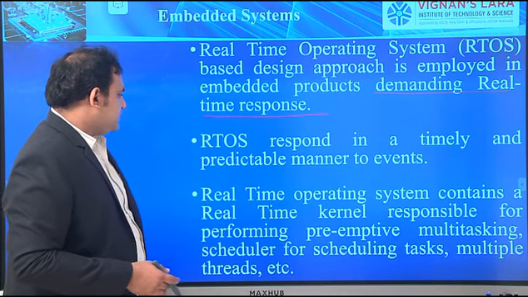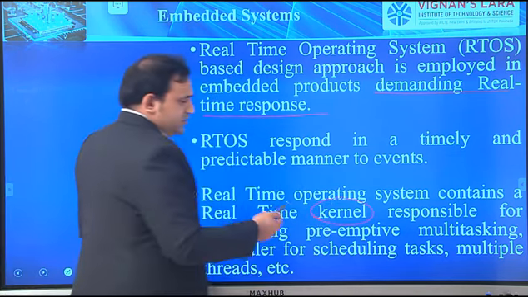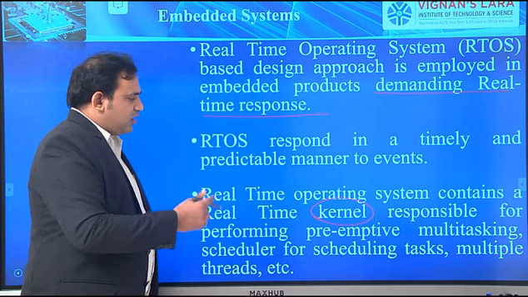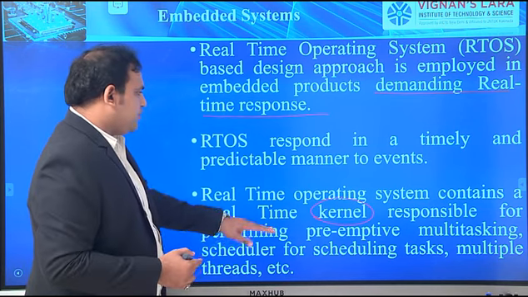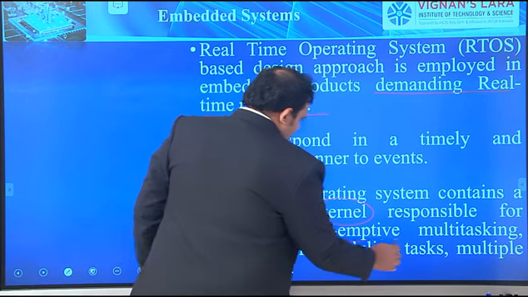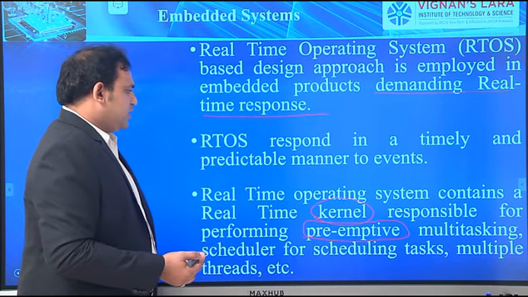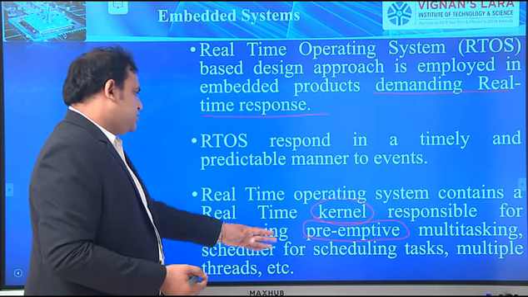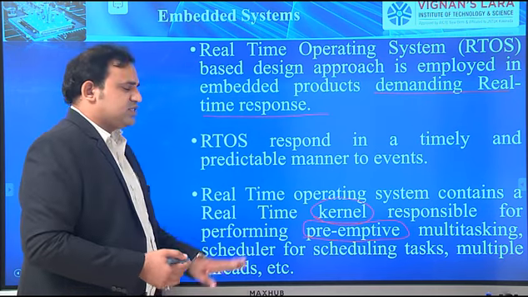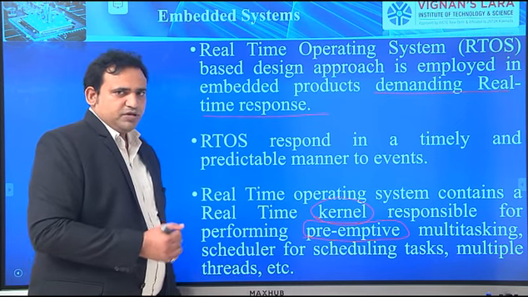A real-time operating system contains a real-time kernel. Kernel means, in an OS, the main part is the kernel. In the kernel, all the source code exists and the operations are involved. It is responsible for performing preemptive multitasking, scheduling of tasks, multiple threads, etc. We will go through these concepts in the real-time operating system unit. All these terms are with respect to the real-time operating system unit.